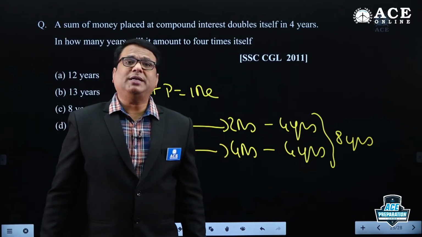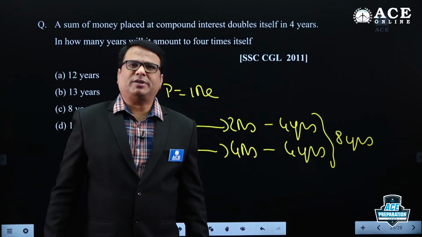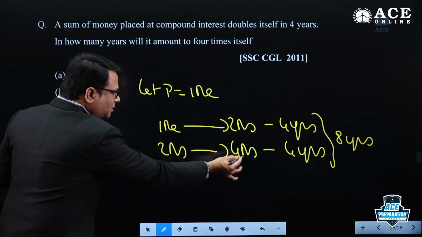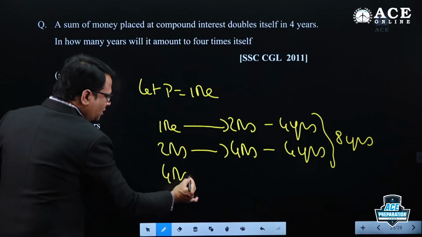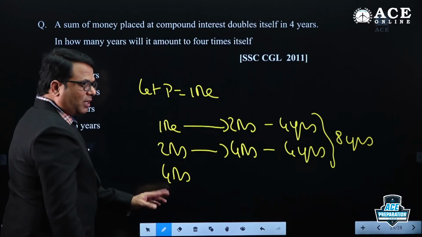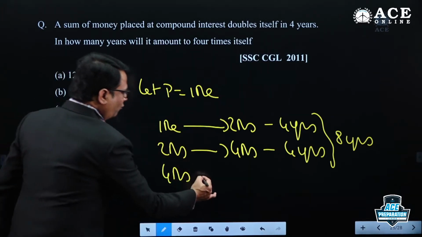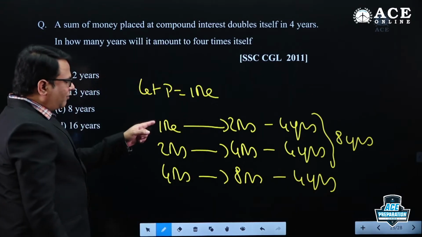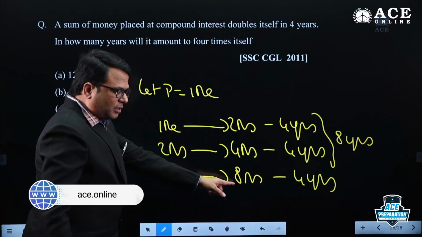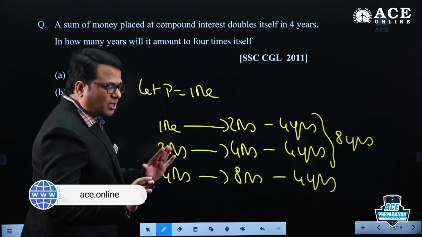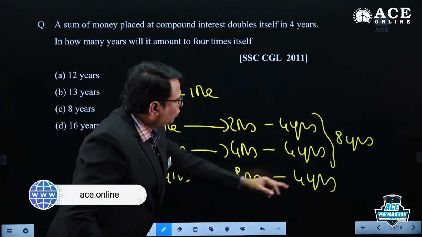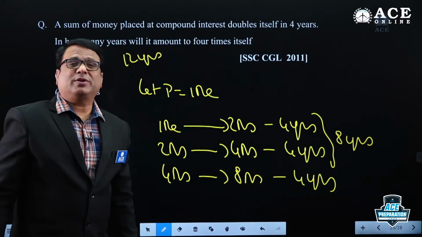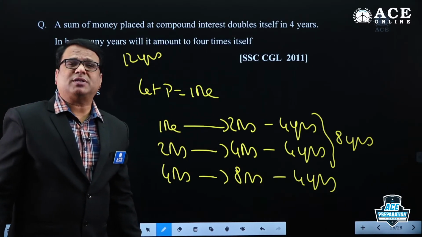Suppose if I ask you in how many years will it become 8 times of itself, then this 4 rupees is reinvested. And this 4 rupees will double in 4 years time. So 4 rupees will become 8 rupees in another 4 years. So we started with 1 rupee and are ending with 8 rupees. That means the money has become 8 times of itself in how many years? 4 plus 4 plus 4, 12 years.